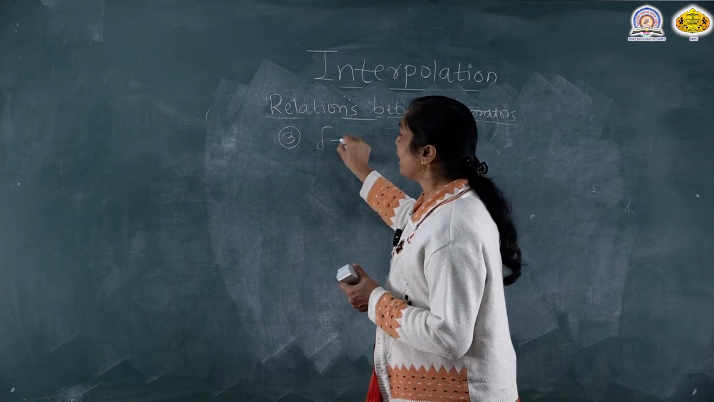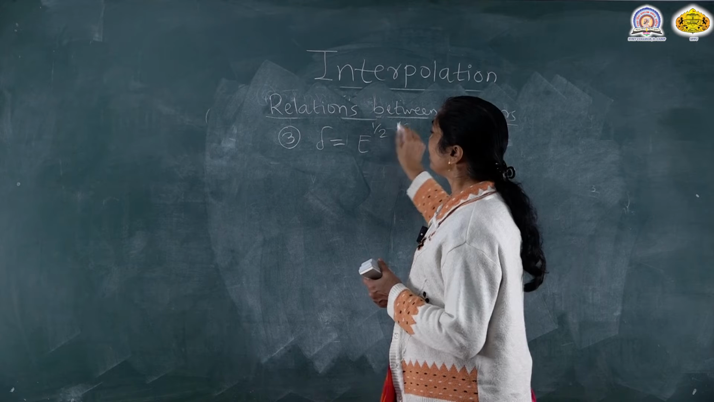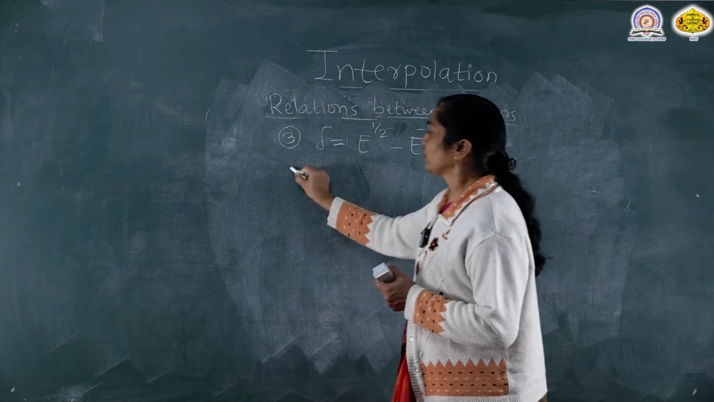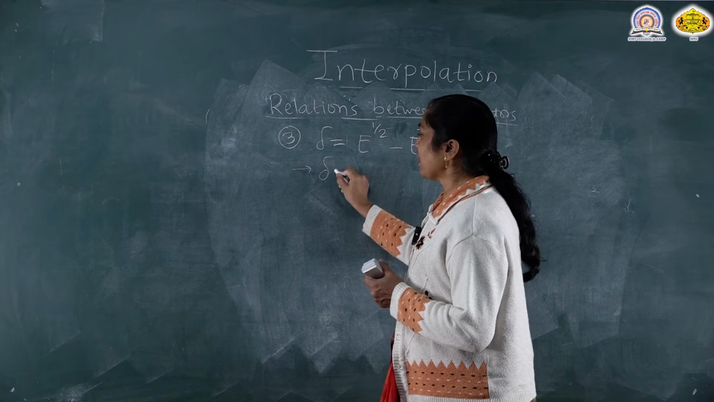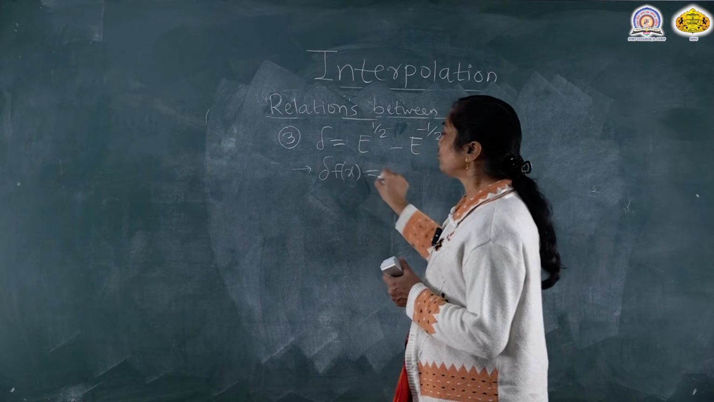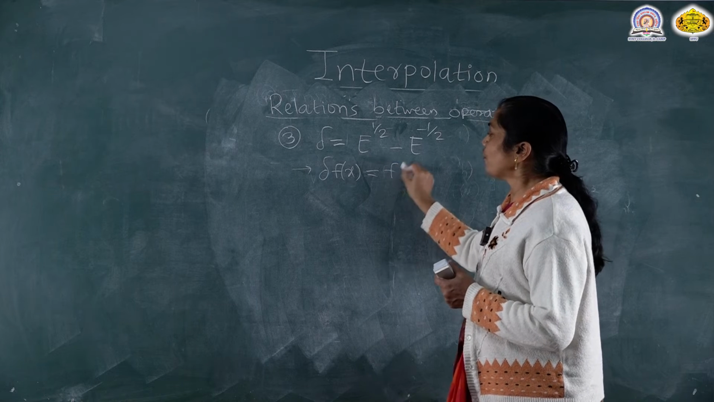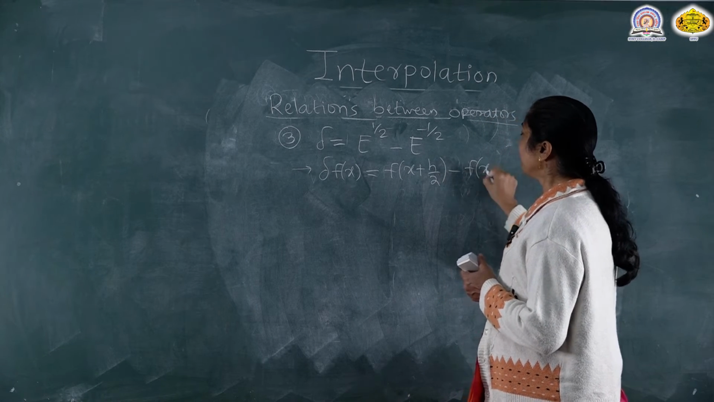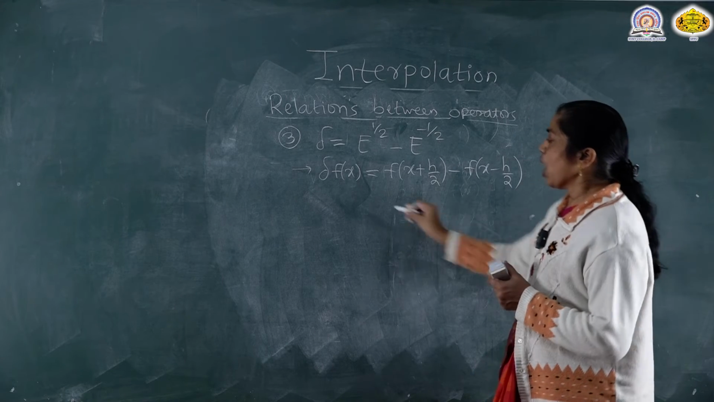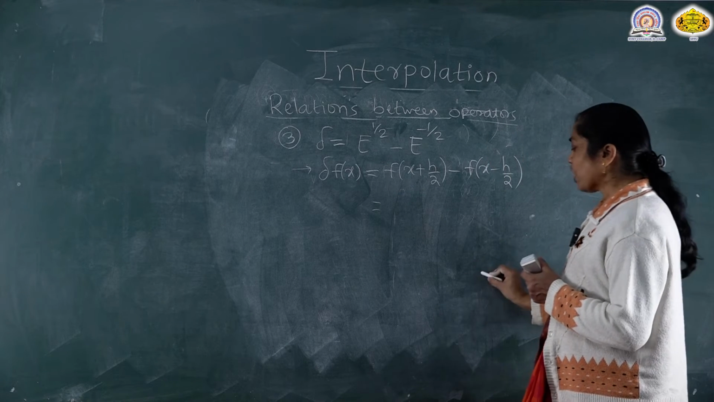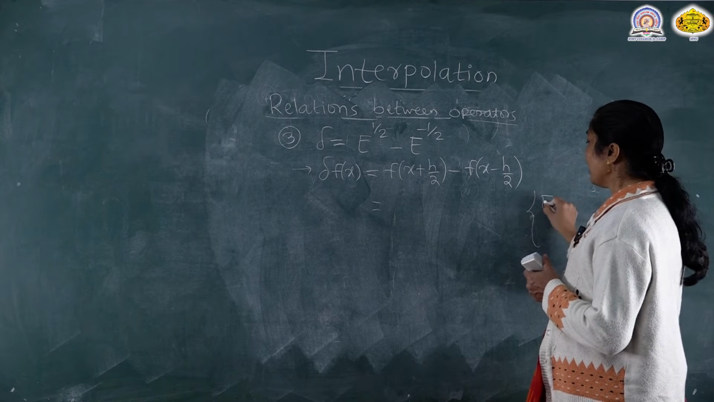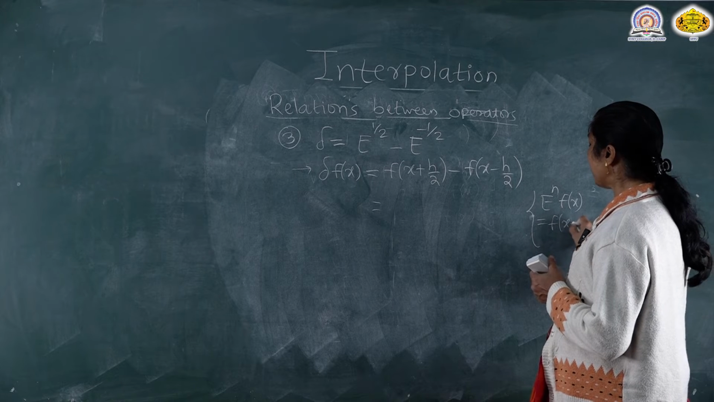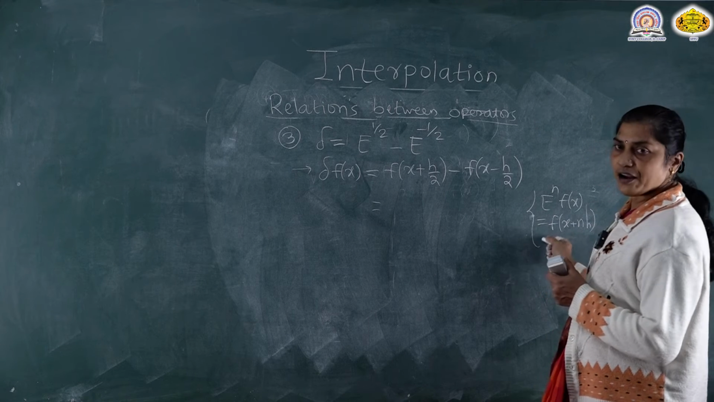So we want to prove that delta is equal to E raised to 1 by 2 minus E raised to minus 1 by 2. If you consider delta f(x), the definition of delta f(x) is nothing but f of x plus h by 2 minus f of x minus h by 2. But what is f of x plus h by 2? We have just seen the result, that E raised to n of f(x) is always equal to f of x plus nh. So use this standard formula.